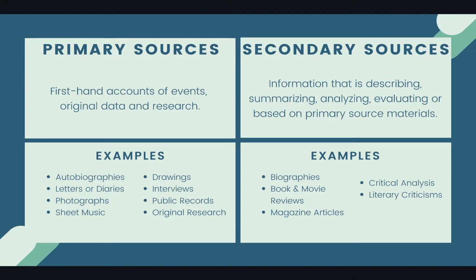Next, we will look at primary versus secondary sources. Primary sources are first-hand accounts, original data, and original research. Some of the examples of primary sources are autobiographies, letters, diaries, photographs, and original research. Secondary sources take the primary sources and they describe, summarize, analyze, or evaluate the primary source. Some examples are biographies, magazine articles, critical analysis, and literary criticisms.